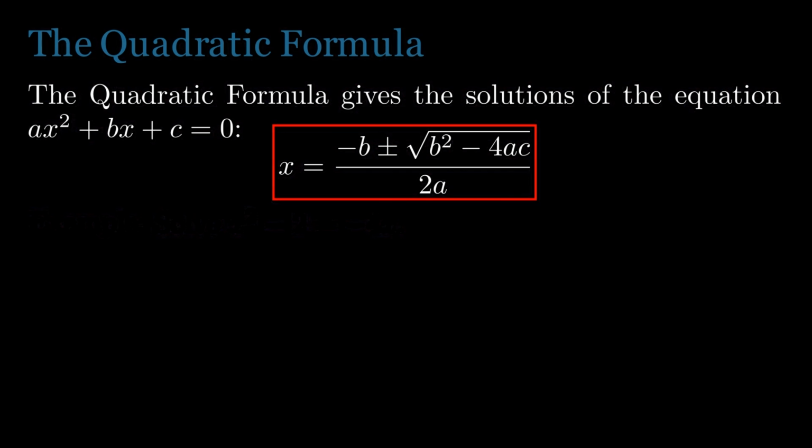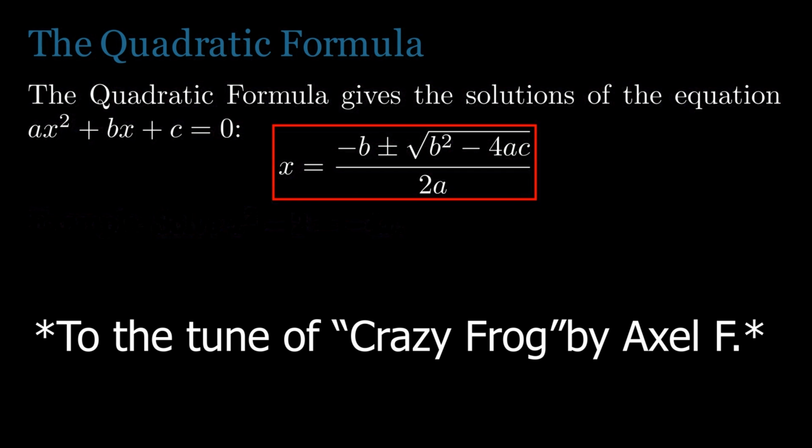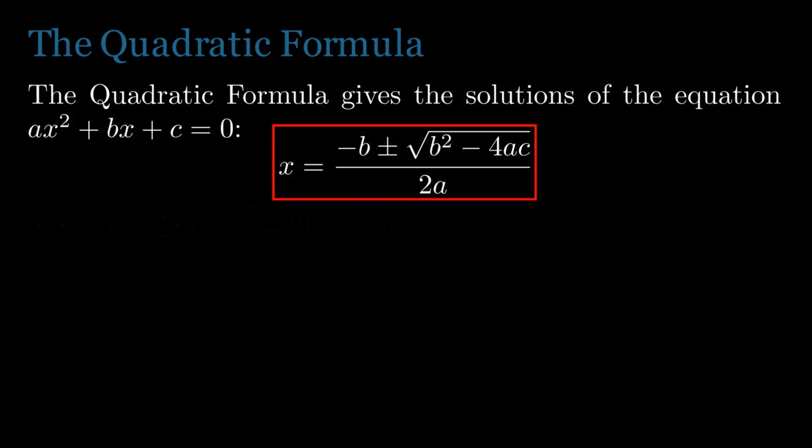You might be familiar with some musical ways of remembering the quadratic formula. My favorite is minus b plus or minus the square root of b squared minus 4ac all over 2a. So that's a way to remember the quadratic formula that gives us the solutions to every quadratic equation. So let's play around with that.